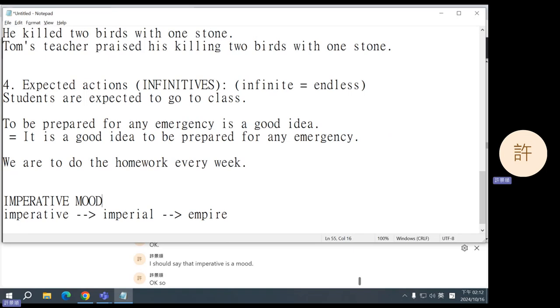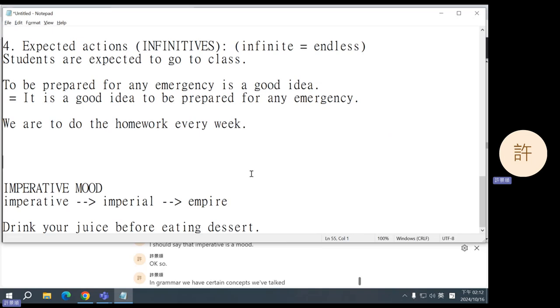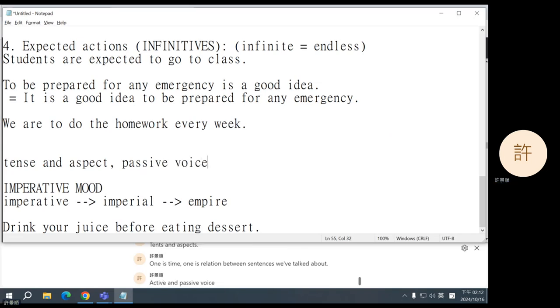Okay, so in grammar, we have certain concepts. We've talked about tense and aspect. One is time, one is relation between sentences. We've talked about active and passive voice. And now we have moods. The usual sentence is in the indicative mood. It indicates something. It says something. This is a regular sentence.